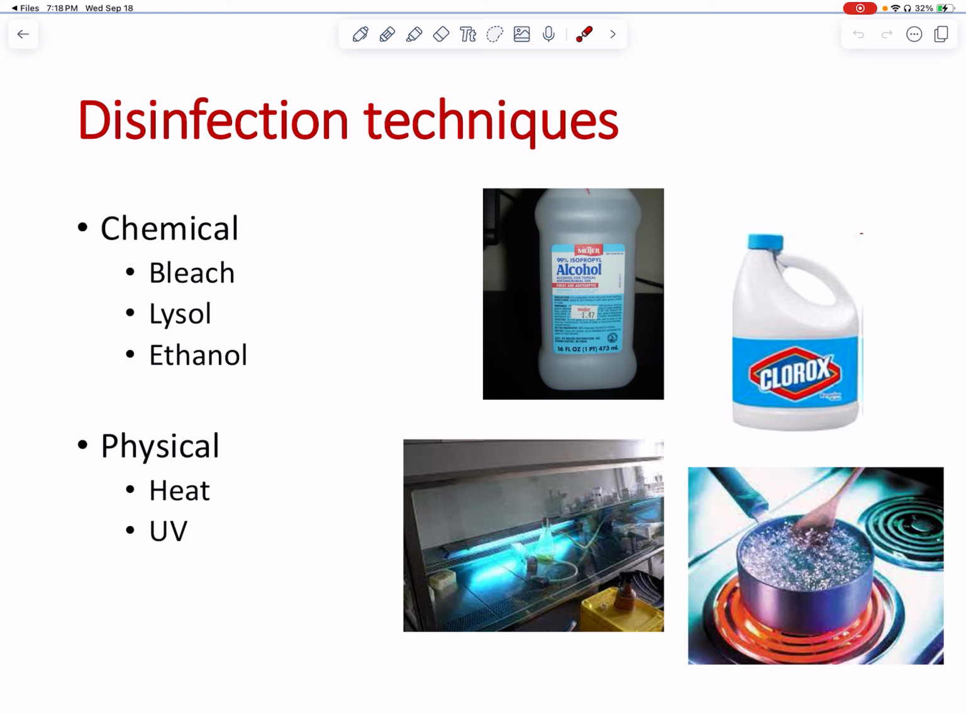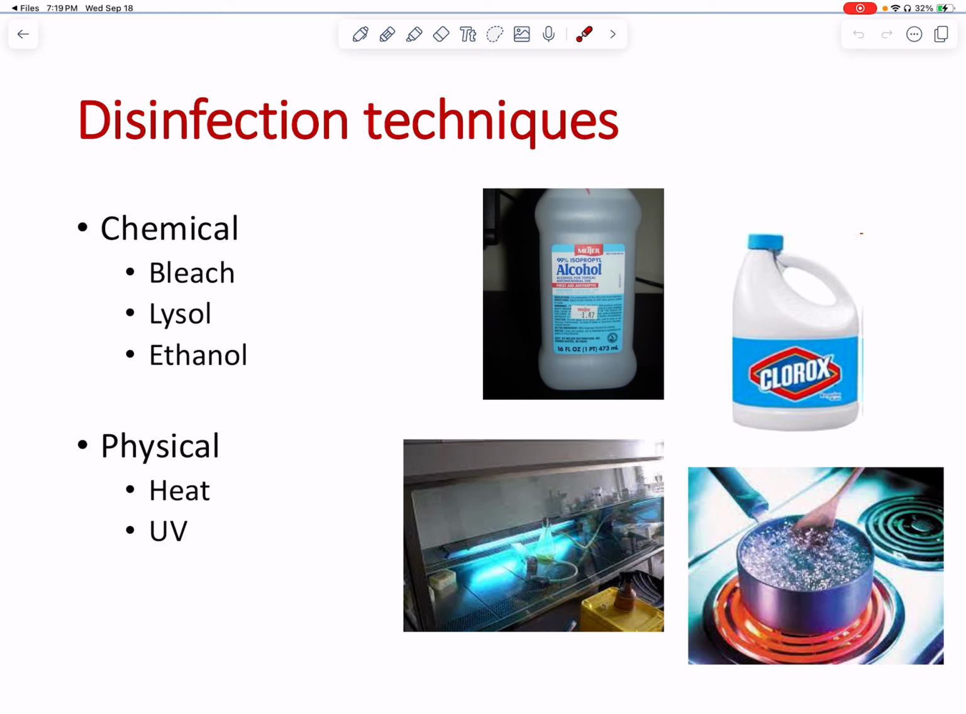So with disinfection, the two most common ways that we approach this are through either chemical exposure or some sort of physical exposure. For chemicals, we think about a lot of common household items like bleach. I'm sure most of you have some sort of bleach to help clean your bathrooms. In the lab, we use Lysol spray, but in a lot of other labs, we can use ethanol as well. It works in a very similar way.